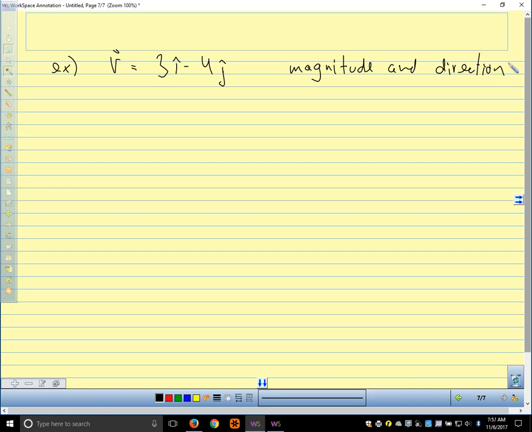So when it asks for the direction, what is it asking for? An angle. The direction is an angle from the positive x-axis. All right. The magnitude of v is 5, the square root of 3 squared plus 4 squared. How are we going to find the angle? Tangent theta is y over x. So that is minus 4/3.